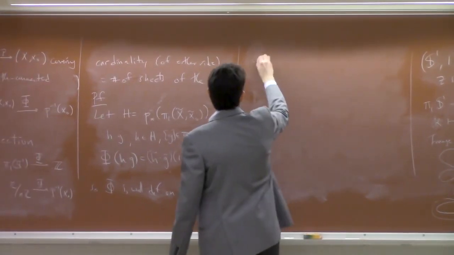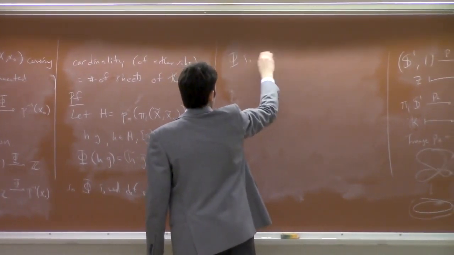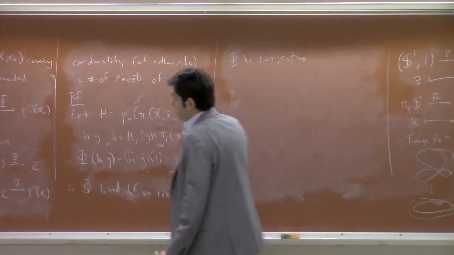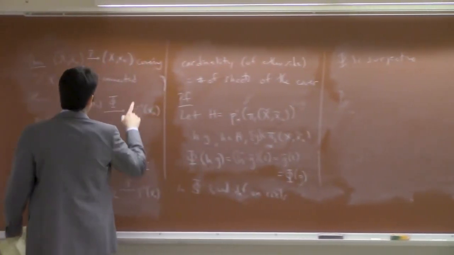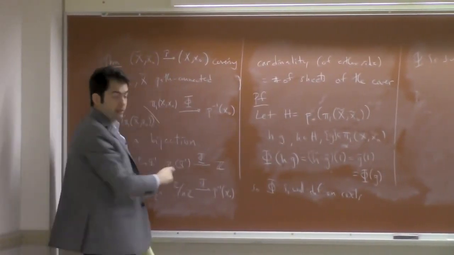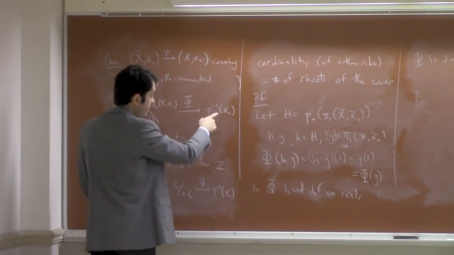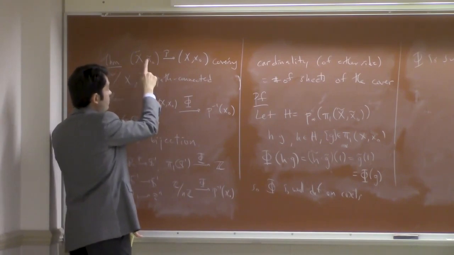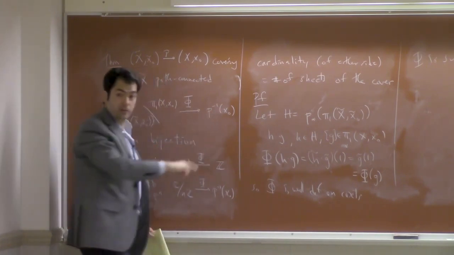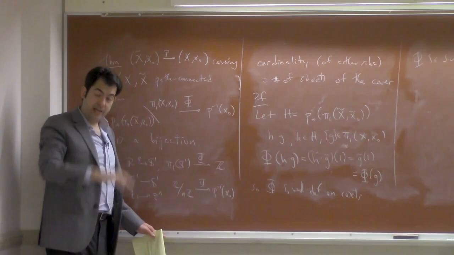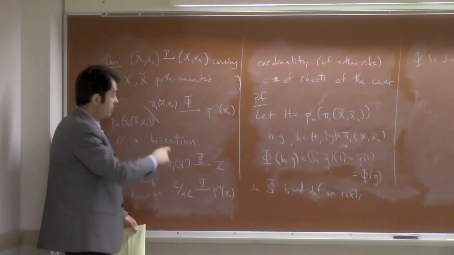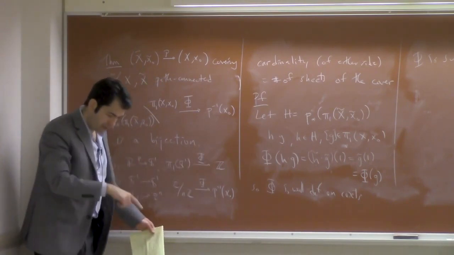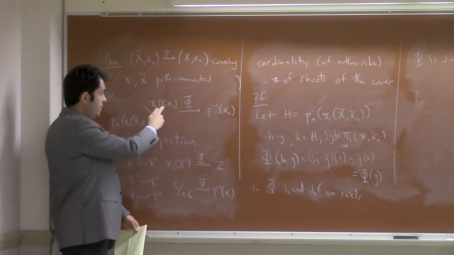Okay, now phi is surjective because we've assumed that x tilde is path connected. So if you pick any point in here, there is some path in x tilde that joins this base point to the point you picked. And if you project that path down, you get a loop because the endpoints will both project down to x naught. Right? So you'll get a loop downstairs, and so it'll define an element of the fundamental group.